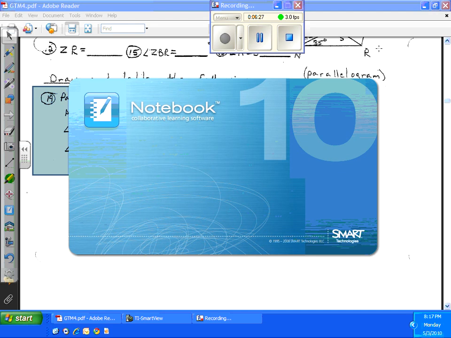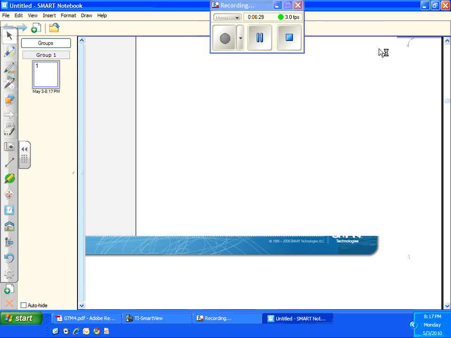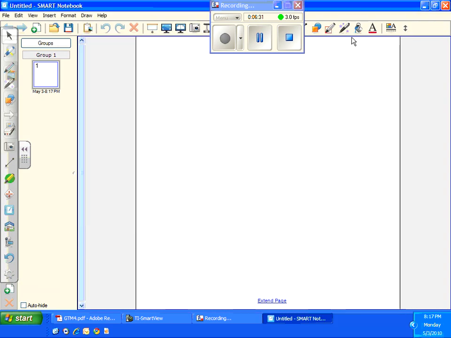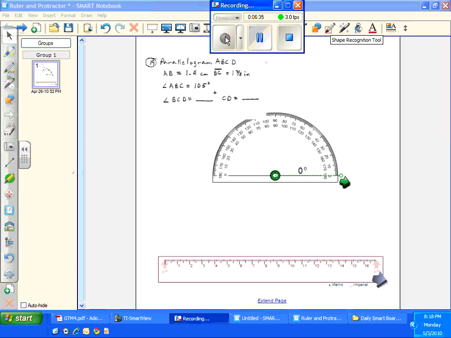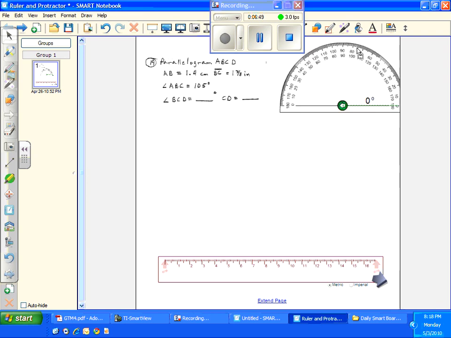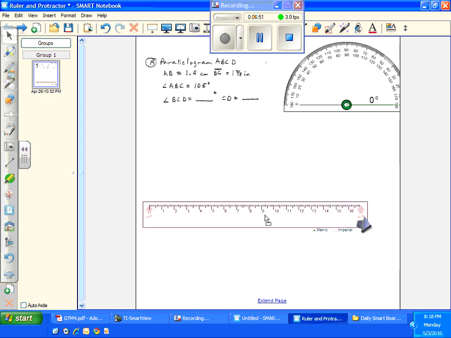Let me drop that down. That's not really where I wanted it in that one. I'm going to minimize here. I'm going to pause. Okay, so we're back. We took that question, we snapshotted it, which copied it. We pasted it into a Smartboard notebook with a protractor and ruler, and we're going to try to do a little bit better job of maybe showing you how to draw these.